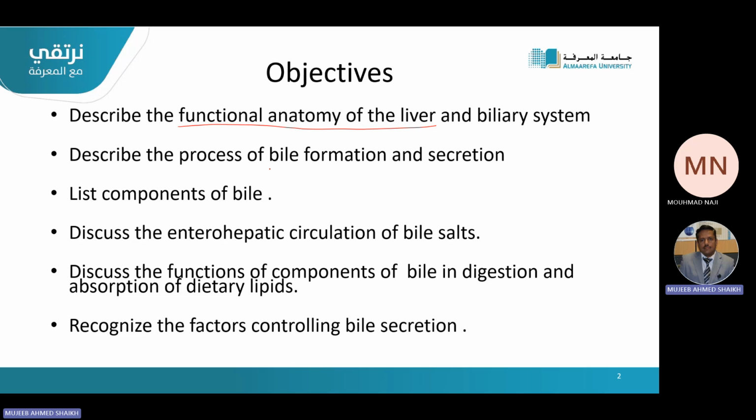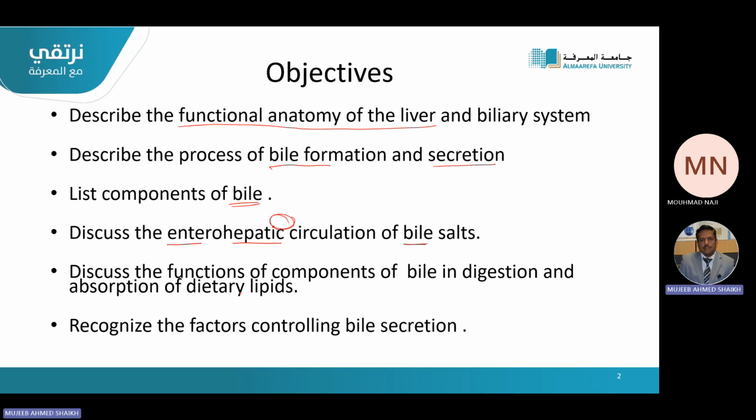Then we will see the formation of bile, how the bile is formed and how it is secreted. What are the contents of the bile and what is meant by enterohepatic circulation. Circulation means coming and going in a circle of bile salts. How the bile salts are circulated between the enteron and the hepatic, or the liver and the small intestine.